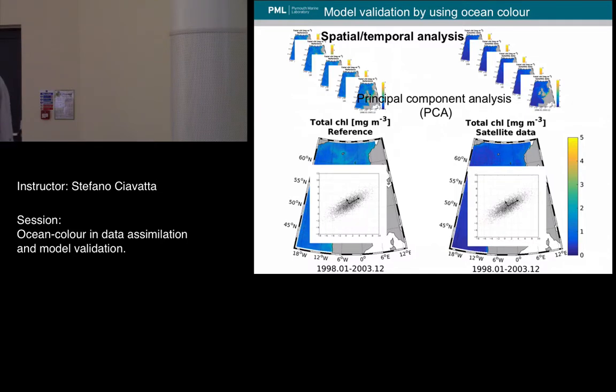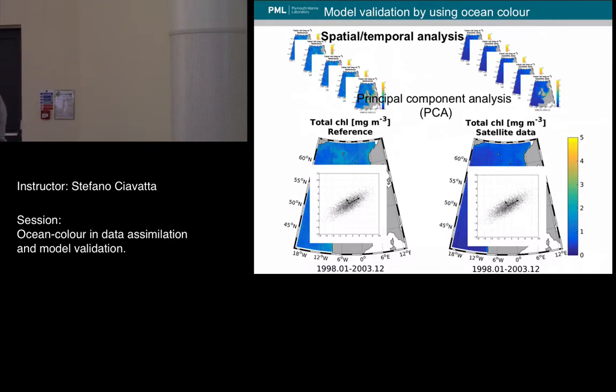More complex approaches, for example, we can compare the variability of the two by using principal component analysis, where you try to describe the variability in the model output and the variability in the satellite by reducing, for example, by simplifying the spatial structure of the two and compare the spatial structure of the two in terms of the principal components of their variability.